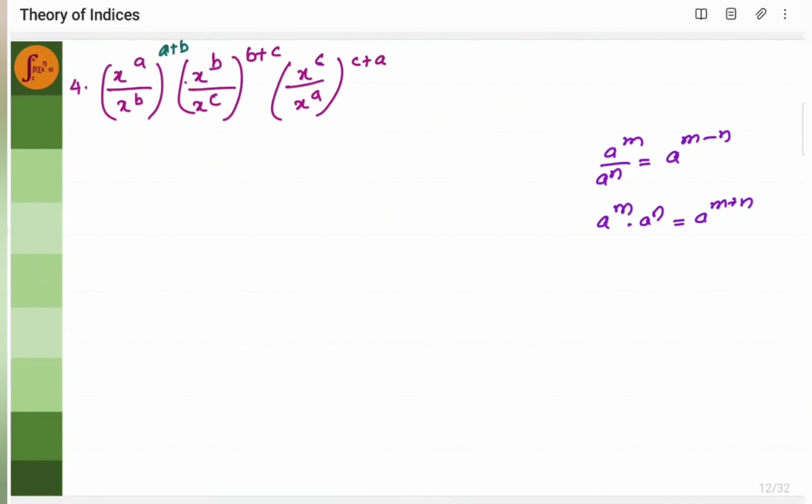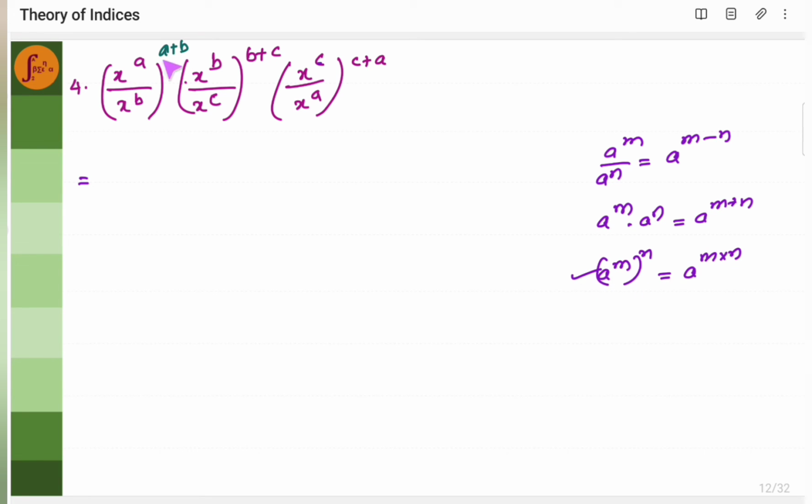Now let's solve this fourth problem. In the fourth problem, if you see, all the bases are the same, x, x, x, everywhere the bases are the same, the powers are different. So we'll take the first one, multiply these powers. So it is of the form like this, a to the power m into n. So you should write this as m into n. Now if you have, you see this, it's of this form, right?